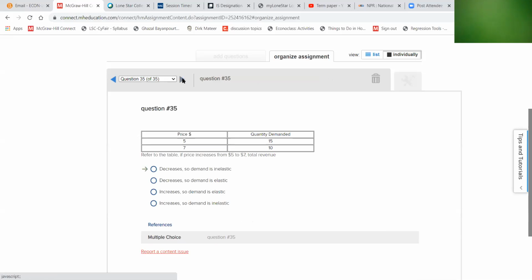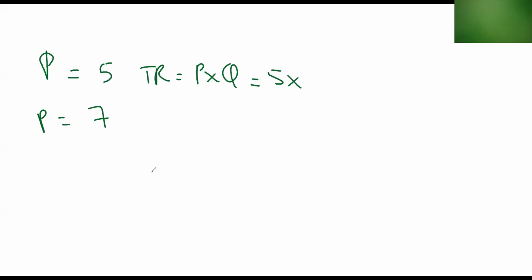And the last question is about the total revenue test. So let me switch back again to my whiteboard. So we're using the total revenue test. We're going basically to calculate the total revenue for these two prices. And we know that TR is price times quantity. You have the price here, which is 5. And when the price is 5, your quantity is 15. So your total revenue is 75.